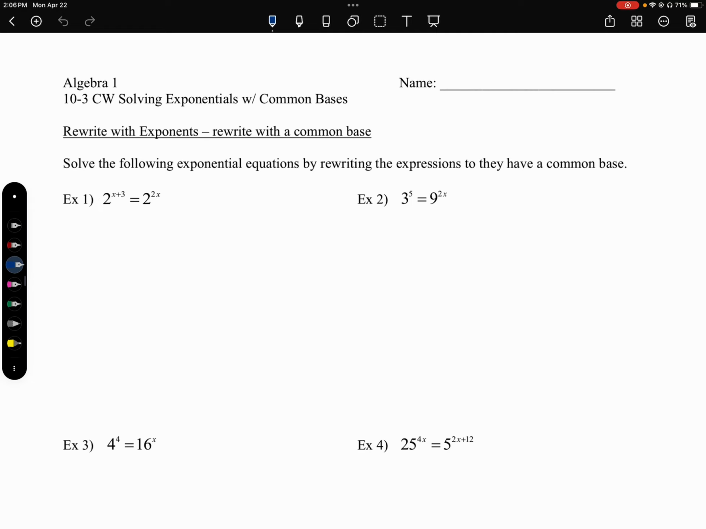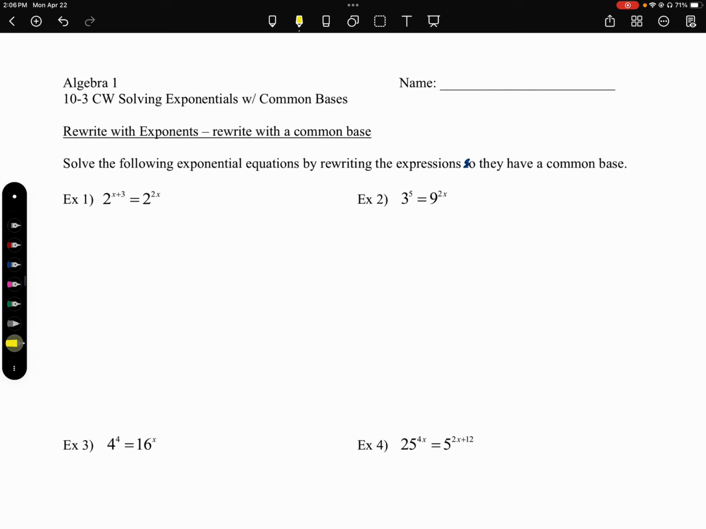So the directions, we'll start out here. Solve the following exponential equations by rewriting the expressions so they have a common base. All right, so example 1. We have 2 to the power of x plus 3 is equal to 2 to the power of 2x.